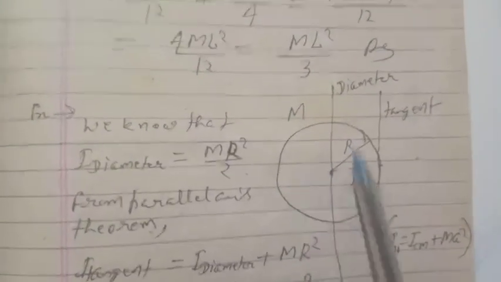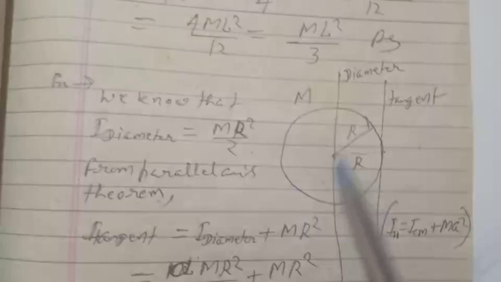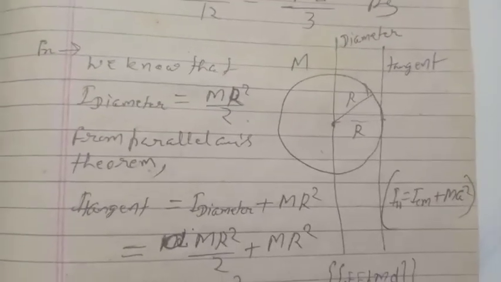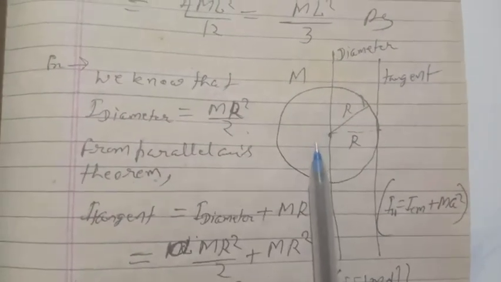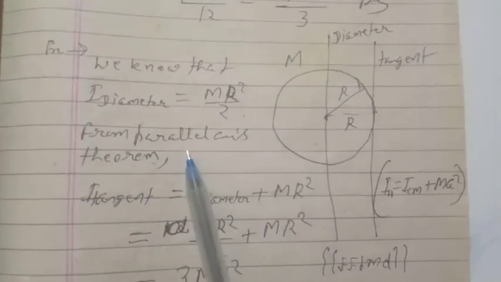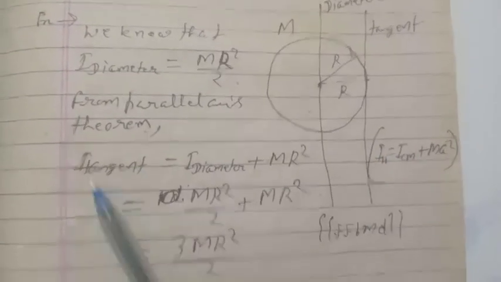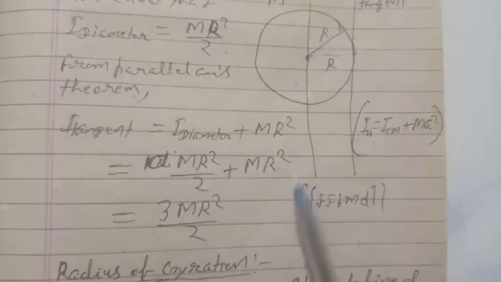This is another example. This is a laminar disc. Now we know that about one of its diameters, the moment of inertia is mr square by 4. Now applying the parallel axis theorem, we have to calculate it about its tangent. So I tangent will be I diameter plus mr square, that is mr square by 4 plus mr square, equals 5 mr square by 4.